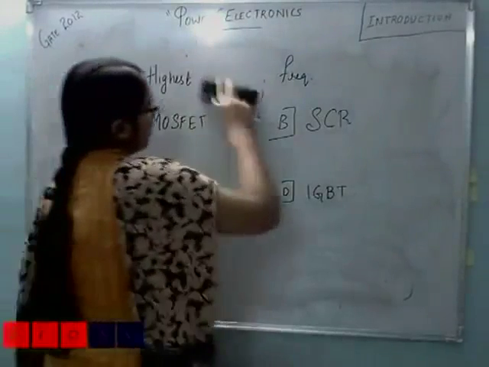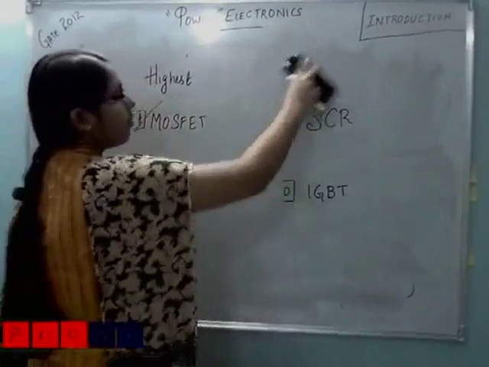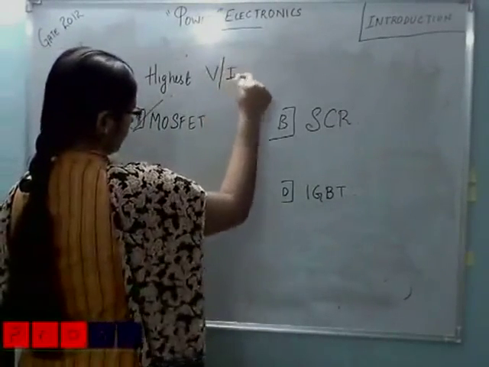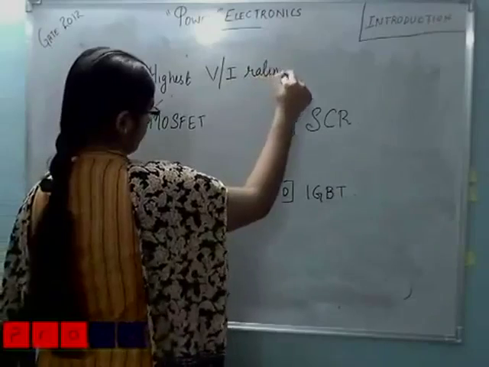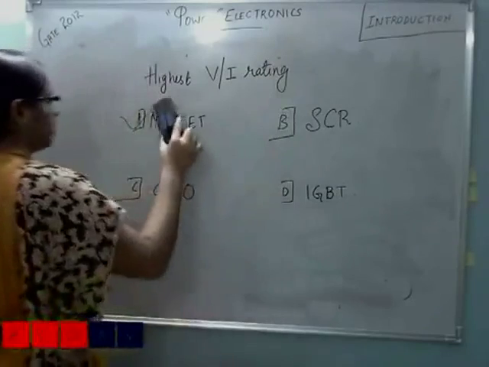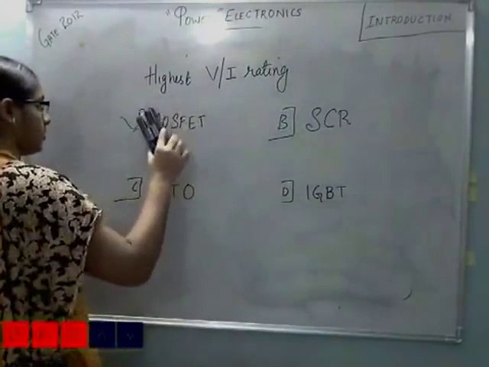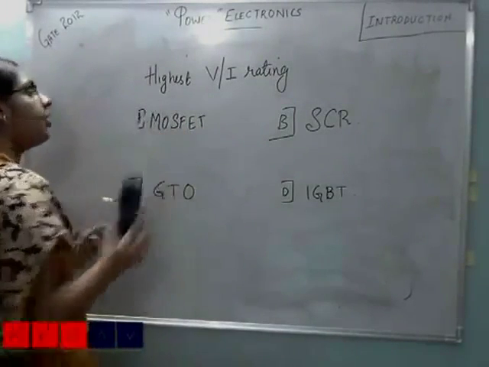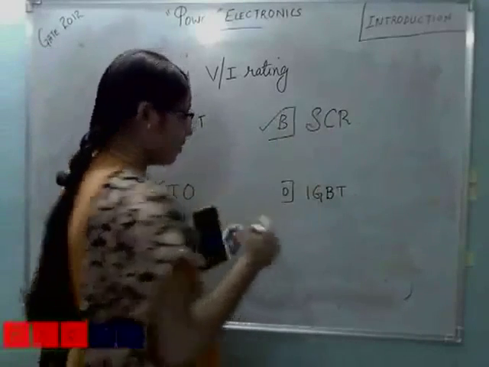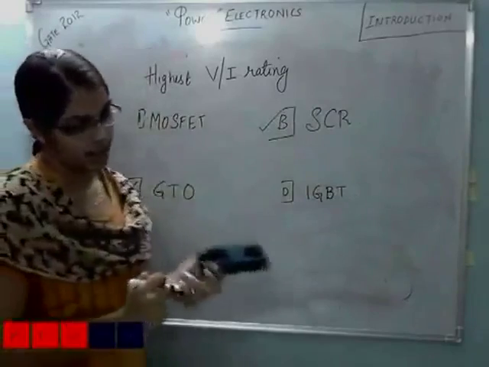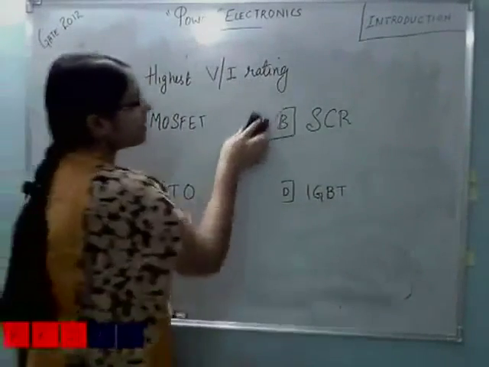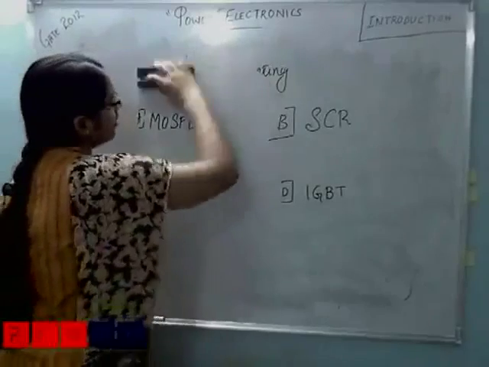Then which of these have the highest voltage current rating? Voltage current rating is highest for SCRs. Okay, voltage current rating is highest for SCRs. Then which of these have easy drive applications?